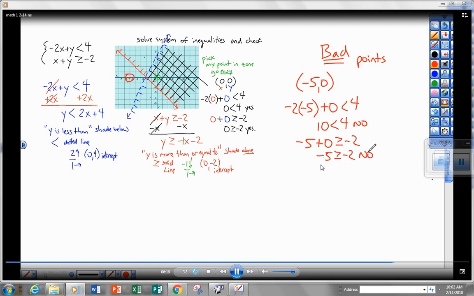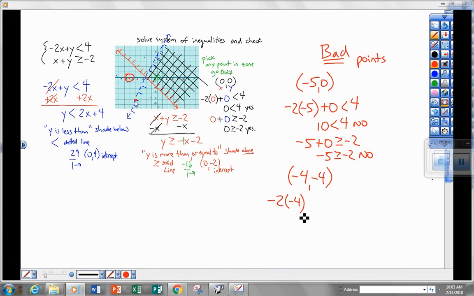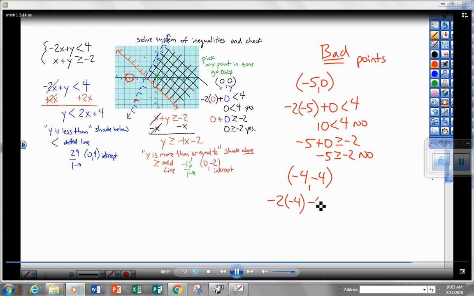That's less than -2. Another bad point I pick will be a point on this dotted line. So if I plug in that point, which is -4, -4, it will almost give me a true solution, but because of inequality, it's a no. That's why you can't pick points on the dotted line. I get -2 times -4 minus 4 gives me 8 minus 4 less than 4. 4 is not less than 4. That's why that's a no. Can't pick points on this dotted line.